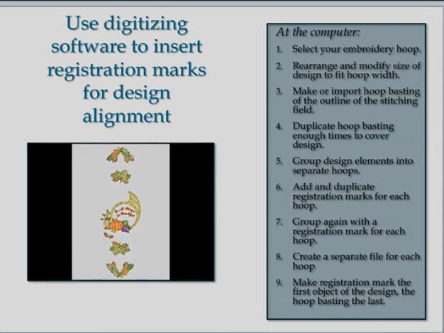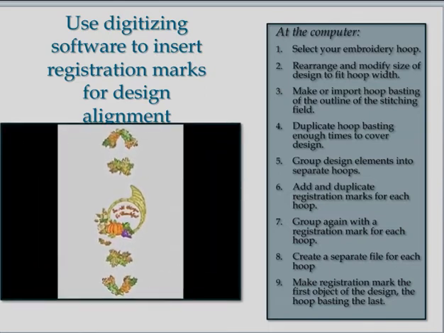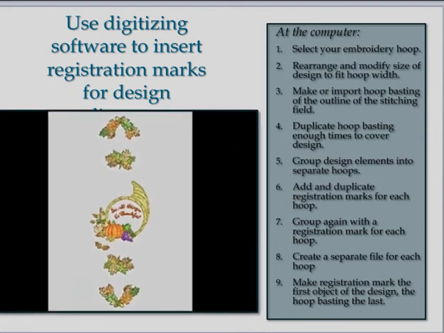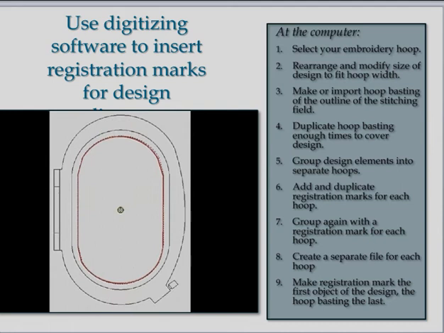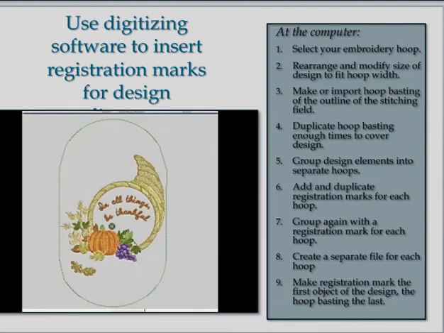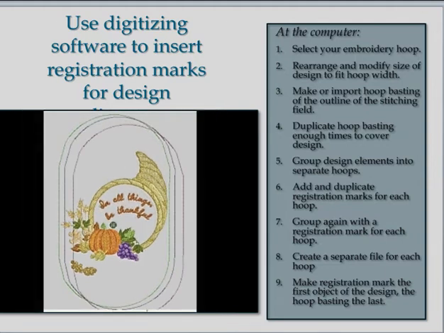These screen captures highlight the use of hoop basting stitches and registration marks to help split and align a design for use in the Hoop It All hoops. After creating the design, show the embroidery hoop for your embroidery machine. Digitize an outline of the hoop stitching field to create a hoop basting stitch. Then make any adjustments to assure a section of the overall design fits inside the hoop.